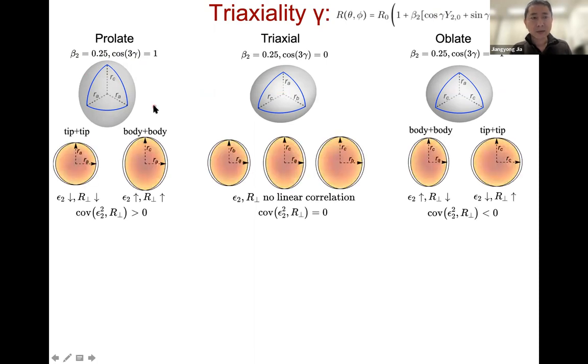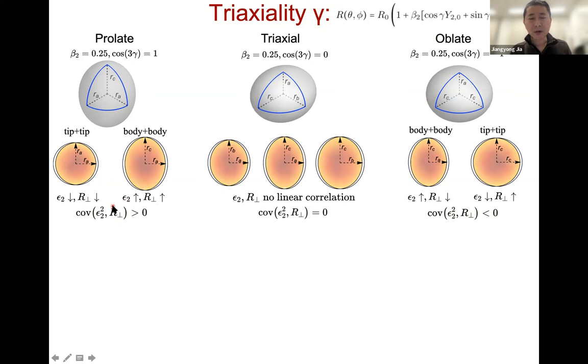And so what you can then immediately see is that when you have a collision of the nucleus with this shape, you can have a body-body and tip-tip. If you have a prolate, then the body-body has a large size, right? The size is large. The eccentricity is also large. And when you have a tip-tip, then the size is small and the eccentricity is very small. So in other words, you have this positive covariance between eccentricity and R. And the opposite is true for the oblate, okay? So there's a sign change. And so for pure triaxial, there should be no linear correlation between the eccentricity and size.